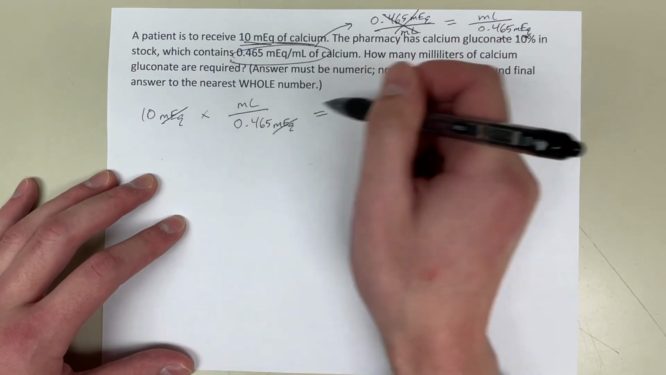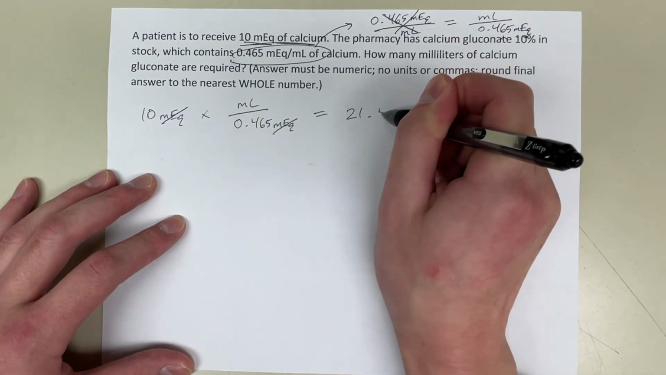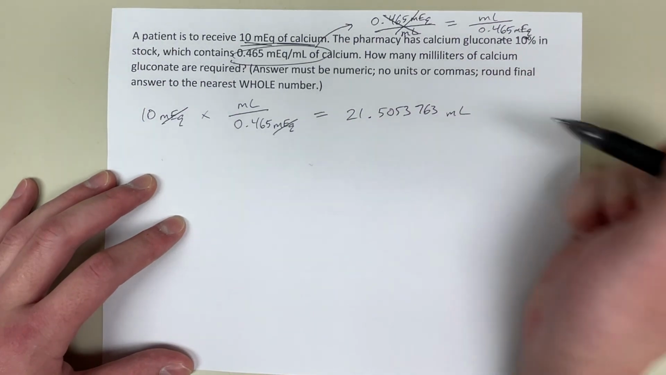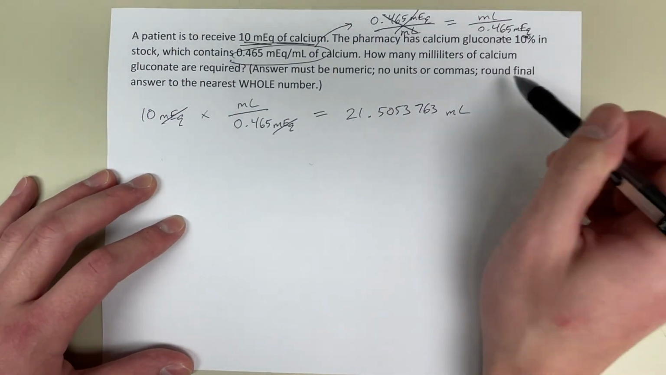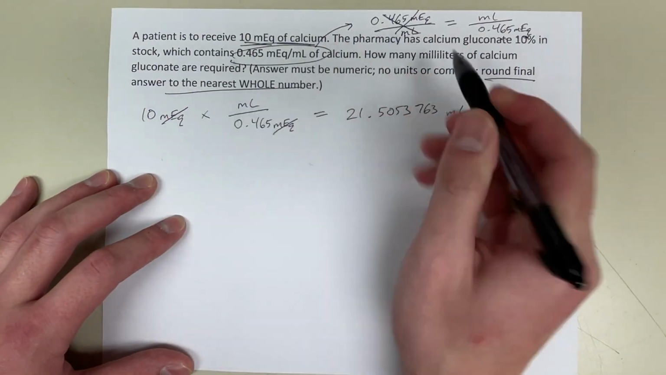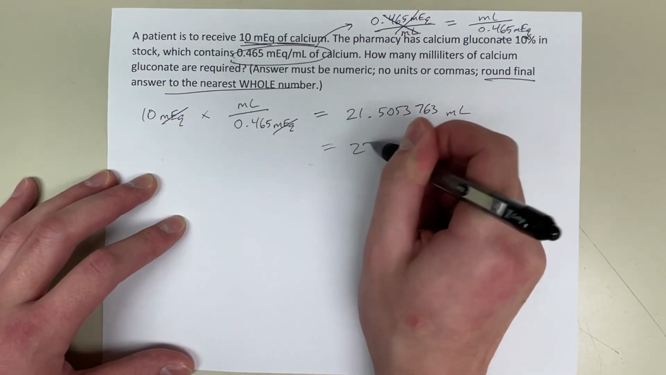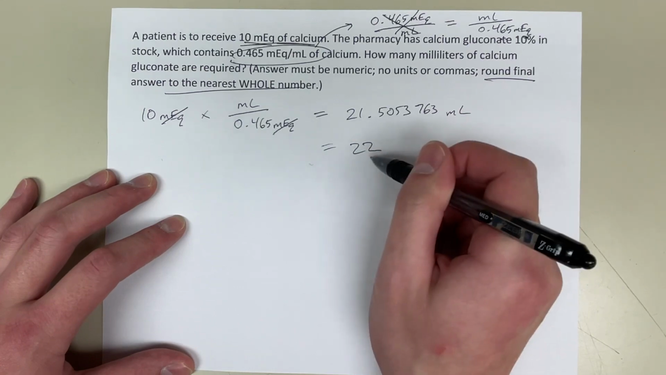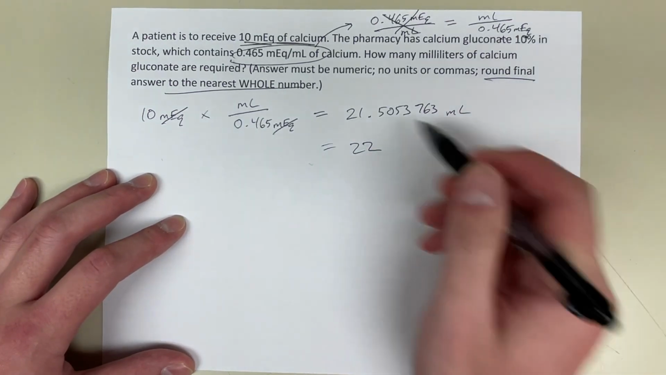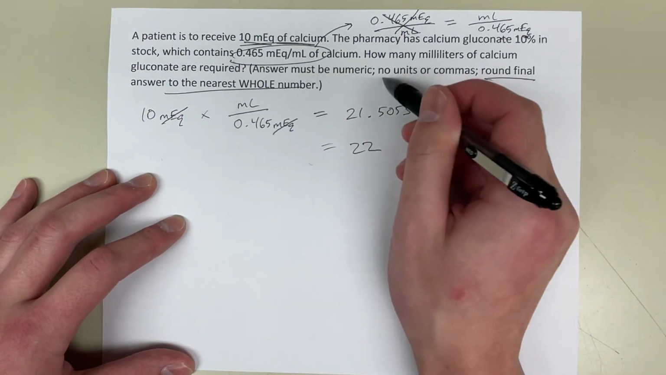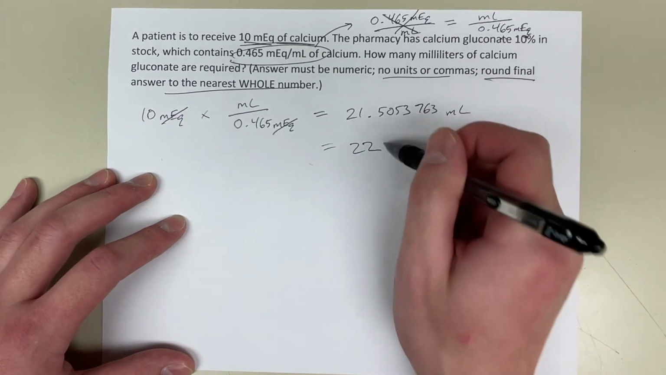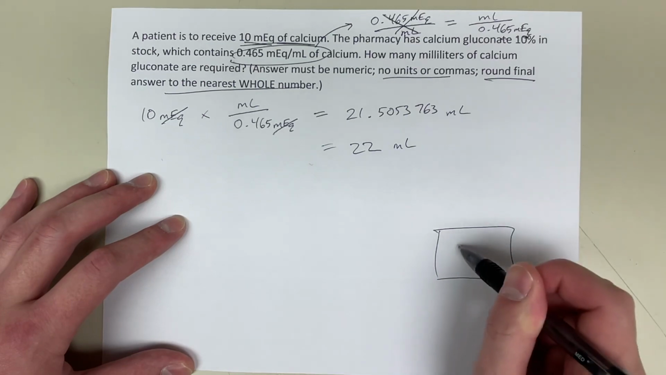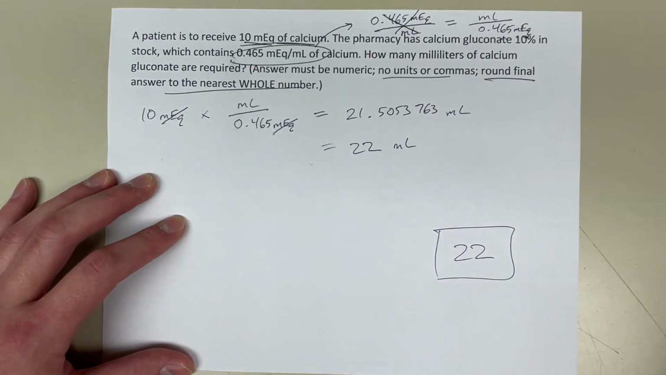And so when you solve for this, that equals 21.5053763 milliliters. And then follow the instructions, round final answer to nearest whole number. So I round 21.5 and that is equal to 22 when you round. And then the answer must be numeric, no units or commas. So just ignore the milliliters. So in the computer you just put in 22. And that's your final answer.